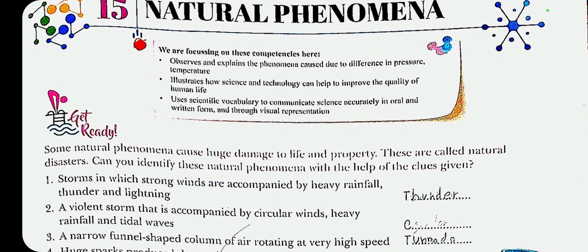In this chapter, the book offers and explains the phenomena caused due to difference in pressure and temperature. It illustrates how science and technology can help to improve the quality of human life. It uses scientific vocabulary to communicate science accurately in oral and written form and through visual representation.